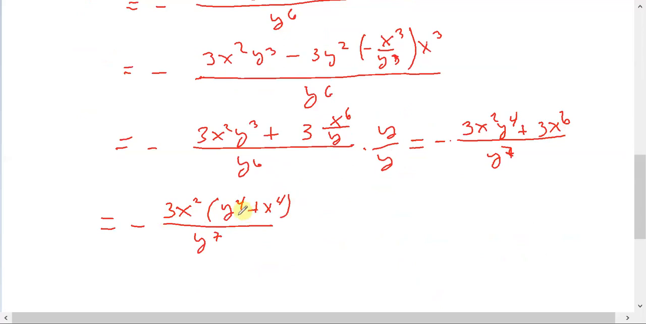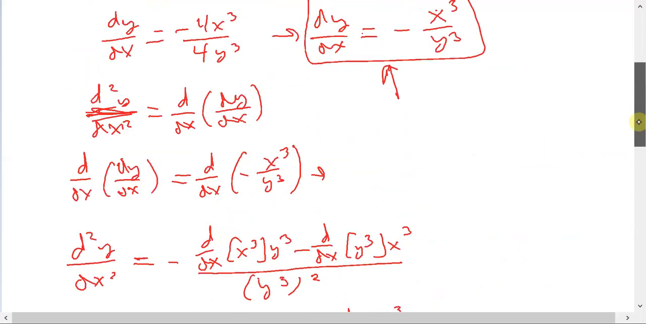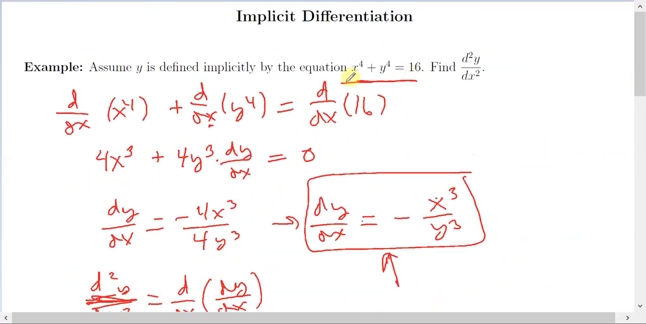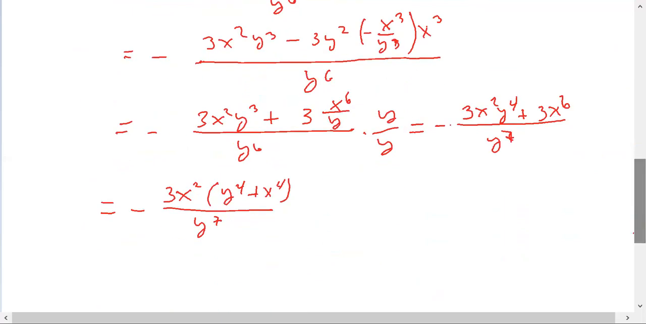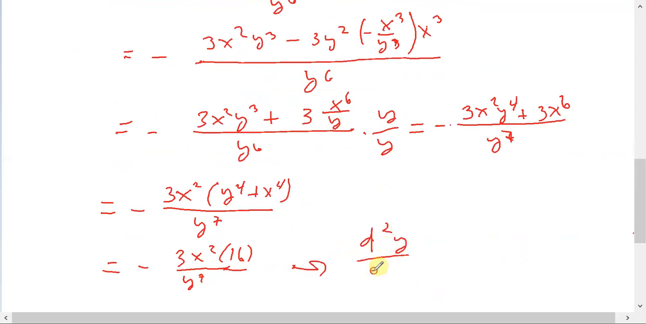And maybe this looks familiar, maybe you saw it somewhere before. Let me scroll all the way back up. I get to go back to this as well. x to the fourth plus y to the fourth is actually 16. So I need to put that in because that makes it even simpler. So this is going to be minus 3x squared times 16 over y to the seventh. So my final result here is that the second derivative is equal to negative 48x squared over y to the seventh.